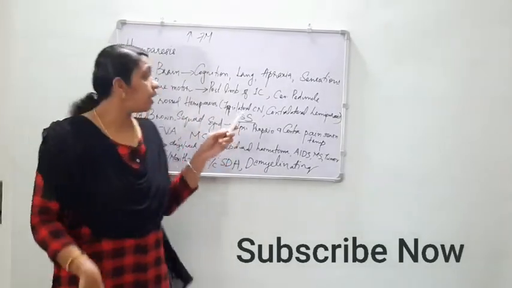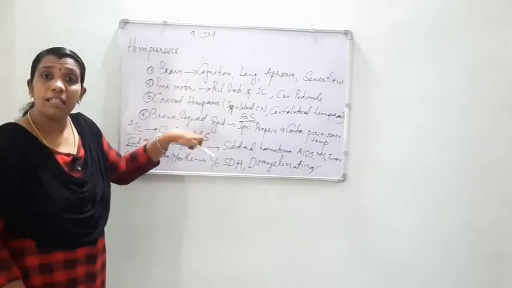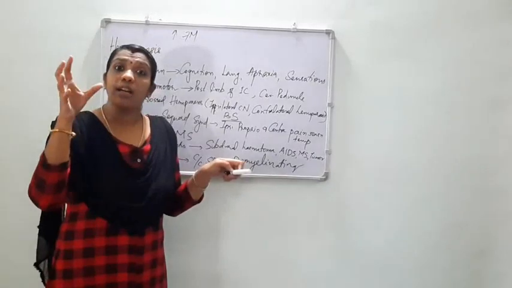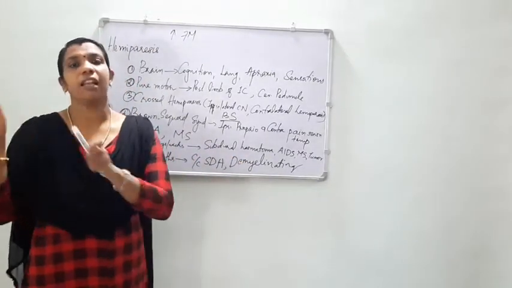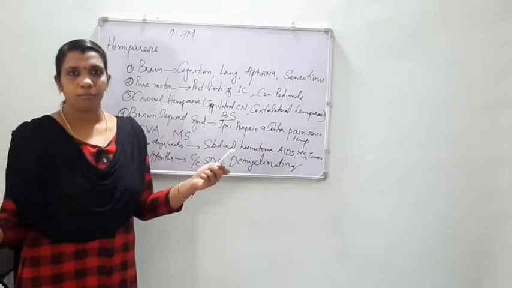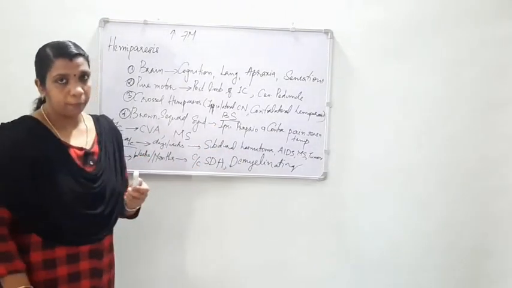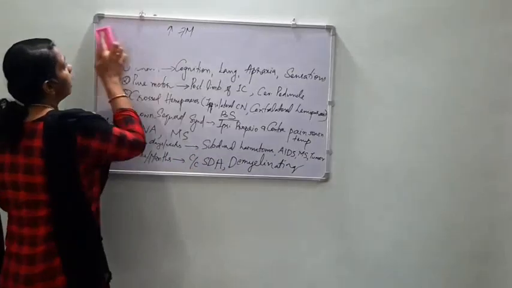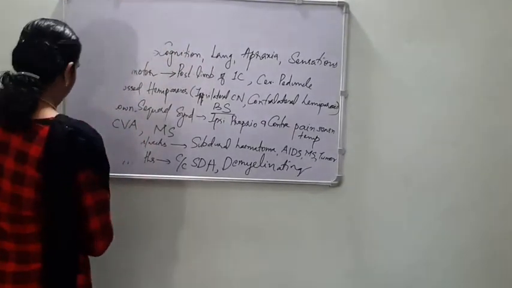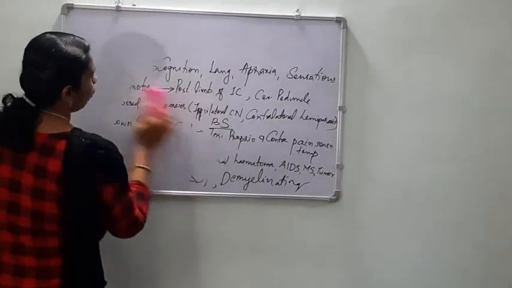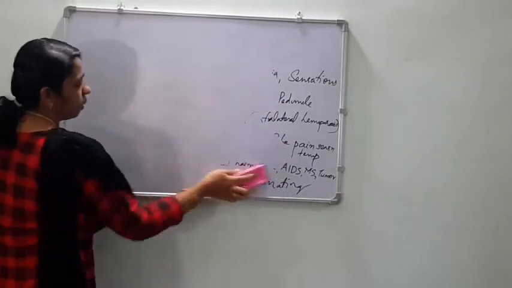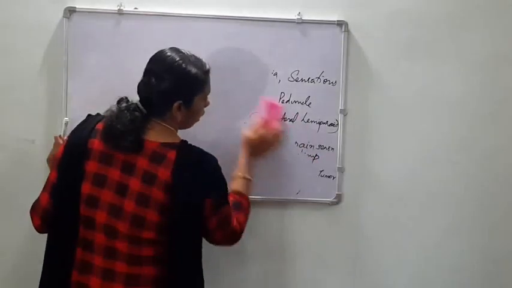You understand? These are the symptoms which will be in concern with the hemiparesis, and from this itself you can reach a provisional diagnosis of where the lesion is within the central nervous system or spinal cord or anything. You understand? Okay. Then third, we are going to discuss monoparesis.